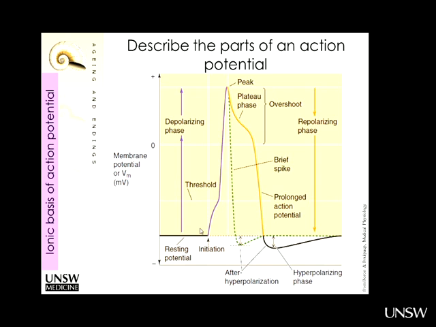So this upshoot is called depolarizing phase, where the membrane of the axon is going towards zero. And repolarizing phase is where the membrane potential is coming down back to normal, so it's getting more polarized. And once the membrane potential has gone past its initial value compared to the resting potential, that phase is called hyperpolarization phase, or after hyperpolarization.